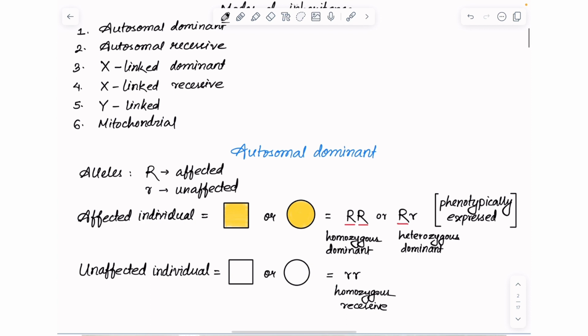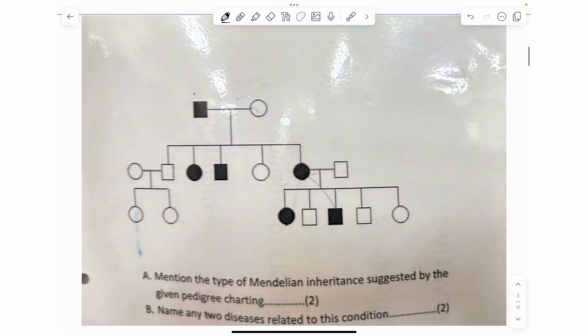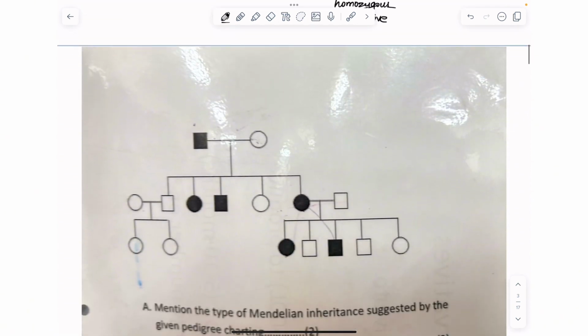Okay, as I said earlier, in autosomal dominant, if a person is affected, the allelic pair or the gene the person has can be R, R or R, r. In this case, the father is affected, but the mother is not affected. So the mother has to be homozygous recessive.